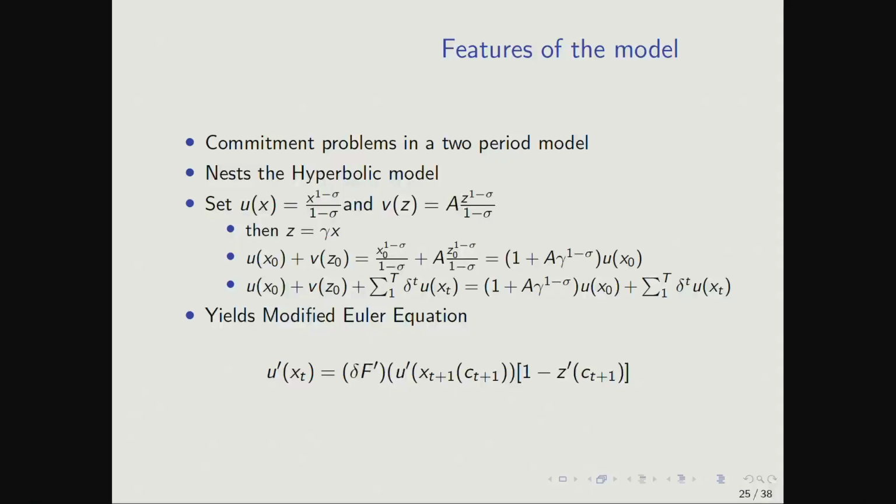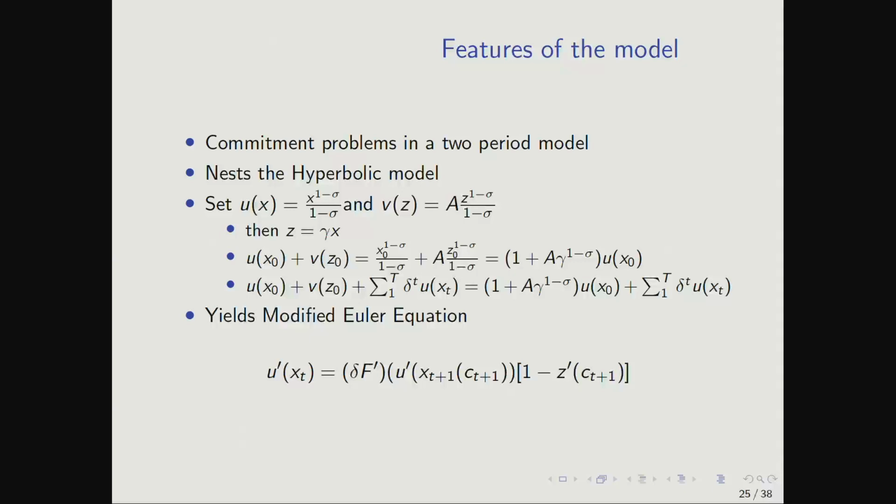This nests the hyperbolic model if the consumption is CRRA with the same discount rate. You can see that you can rewrite this model in a way that will have a higher discount rate for today than for the future. But it's actually much easier to work with, because the key result in the paper is that basically it's like the Euler equation.